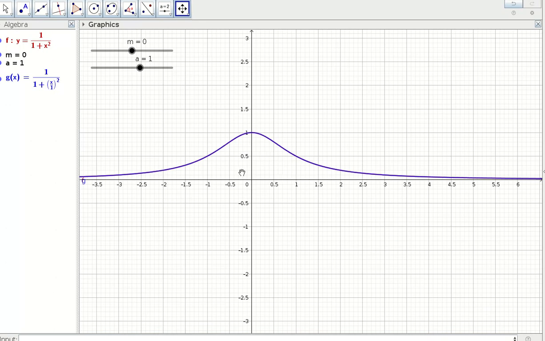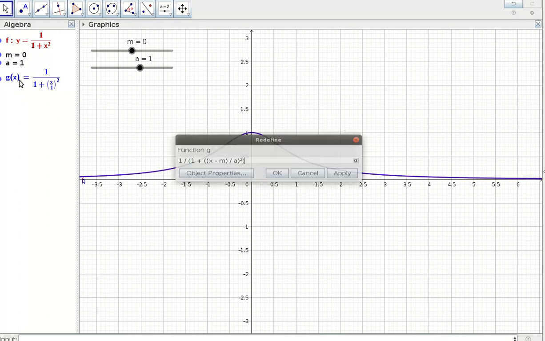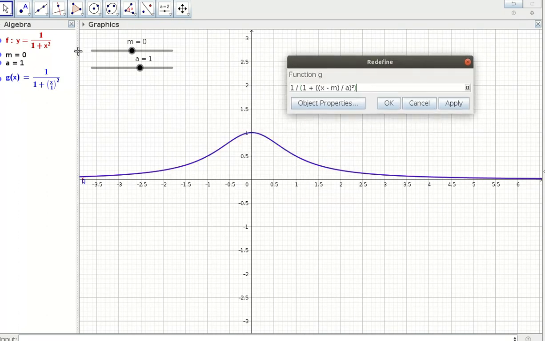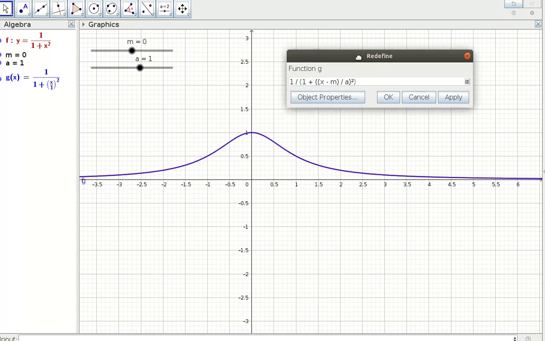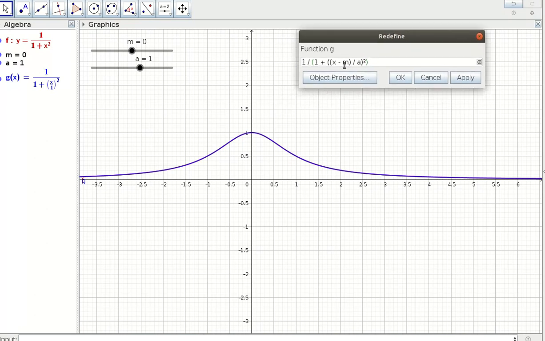But okay, let's say this is our normal distribution. Now, what I've done is introduce an equation which is just like y equals 1 over 1 plus x squared, but I've called it 1 over 1 plus x minus m, which is like my mu, divided by a, all squared. A is going to be my sigma, the closest letter to sigma. I just want to show you how that changes the graph as I vary mu and sigma.